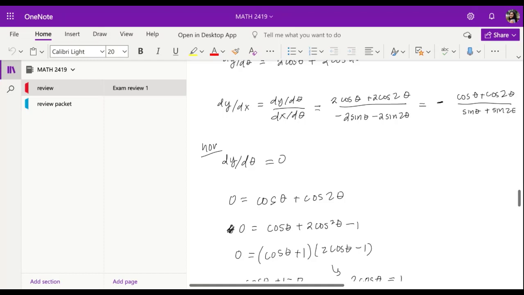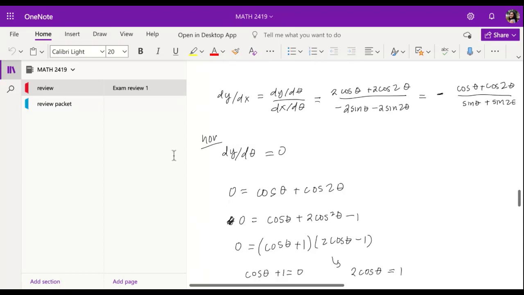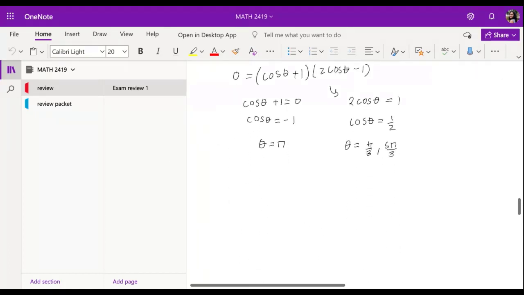Now, in order to do the other one, we're going to set the denominator also equal to 0 so we can check. So let's set the denominator equal to 0.